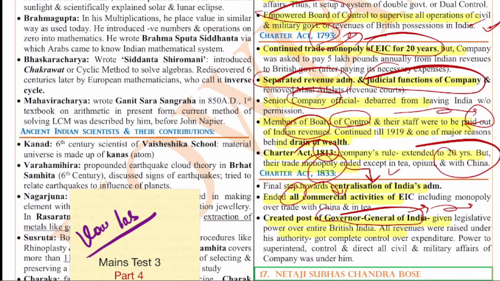The Governor of Bengal will be a separate person, because till 1833, the Governor General of Bengal was also the Governor General of India. But from 1833, this post was separated. Governor of Bengal is separate and Governor General of India is separate.